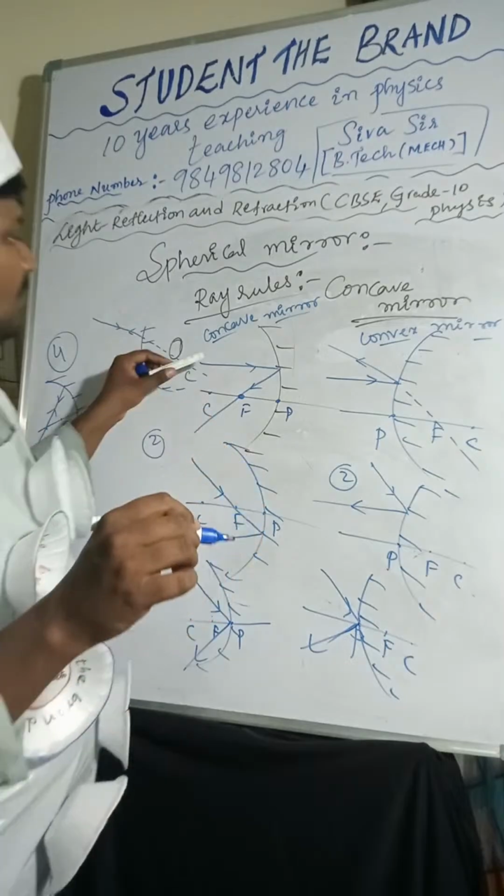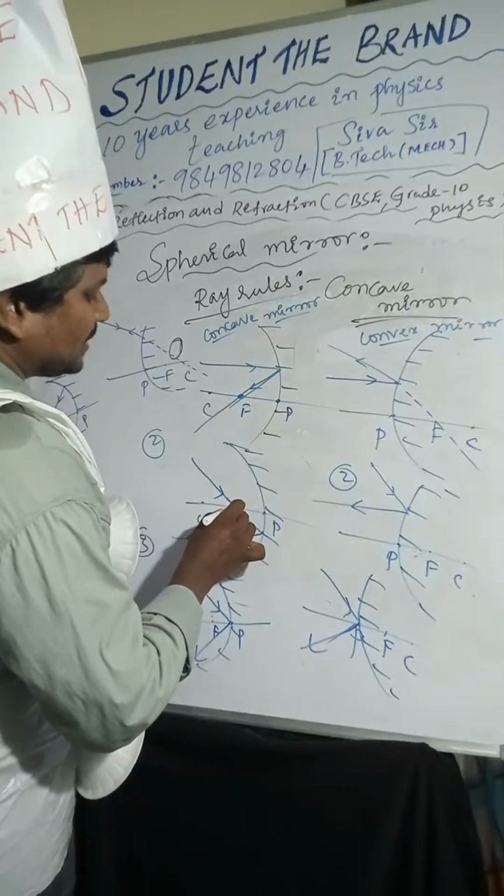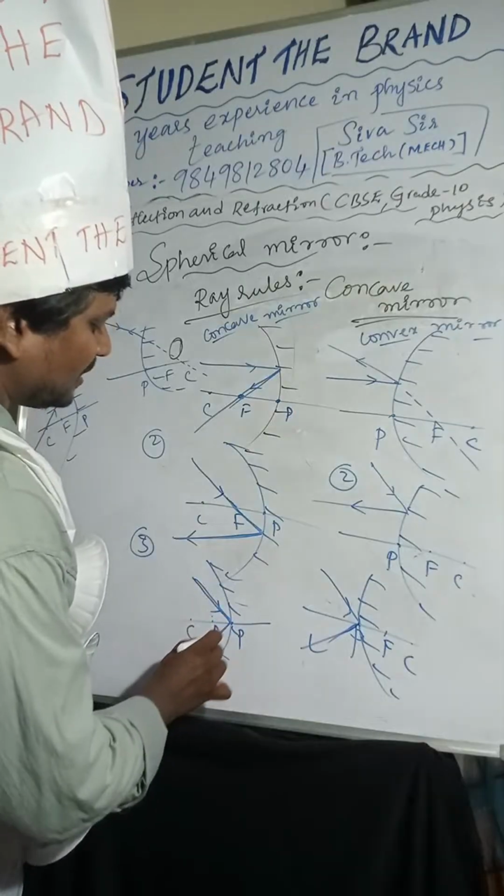If the light ray is incident on the mirror and passes through the focus, after reflection it passes towards infinity. If it is incident at the pole, it reflects back.